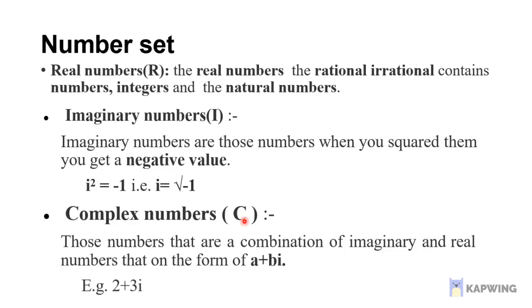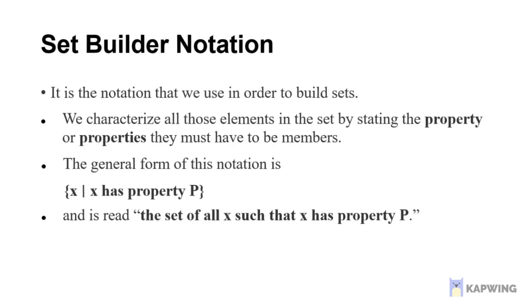Then next comes the imaginary numbers. Imaginary numbers, you know, i square equals -1. See here, i square is -1. This is the standard notation, okay, this is the standard form, and we can say i equals √-1. We can also write a complex number, which is the combination of imaginary and real numbers. See, a plus bi. We can take an example, 2 plus 3i. This is an example.